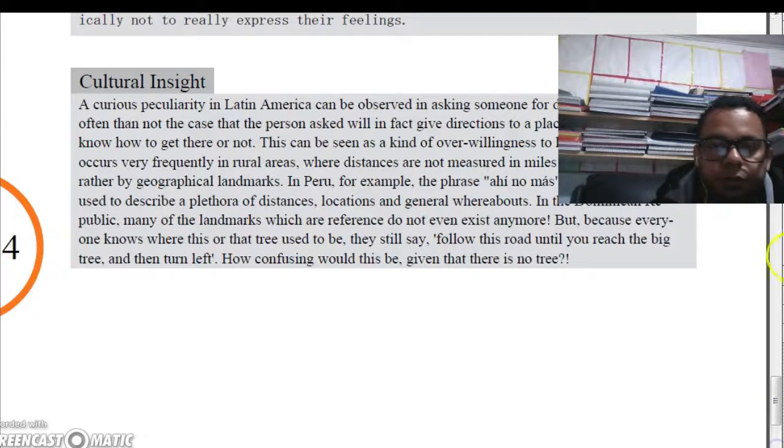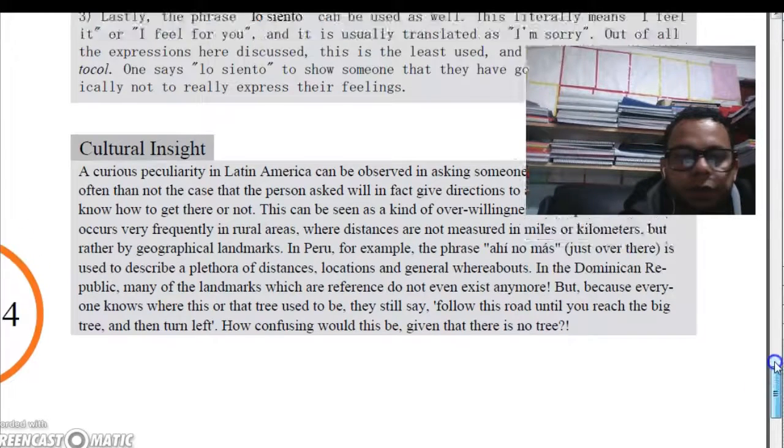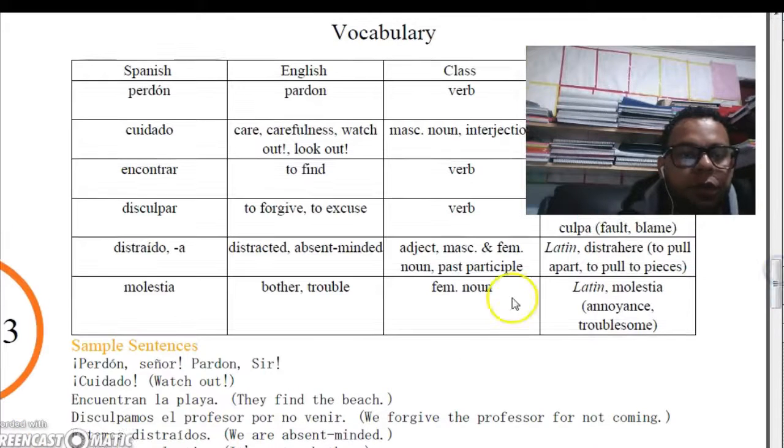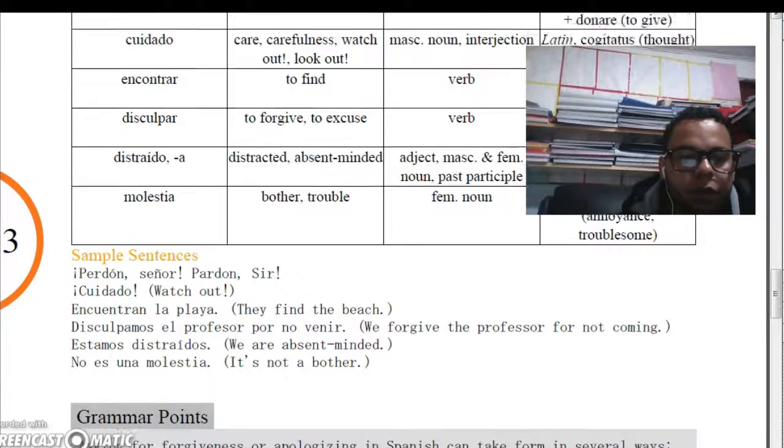Vocabulary. Perdón: pardon. Cuidado: care, carefulness, watch out, look out. Encontrar: to find. Disculpar: to forgive, to excuse. Distraído, distraída: distracted, absent-minded. Molestia: bother, trouble.